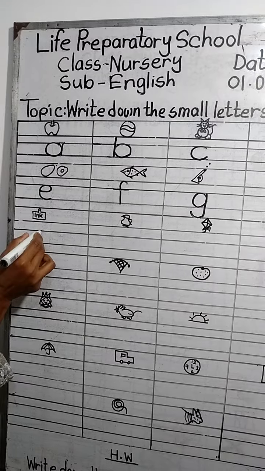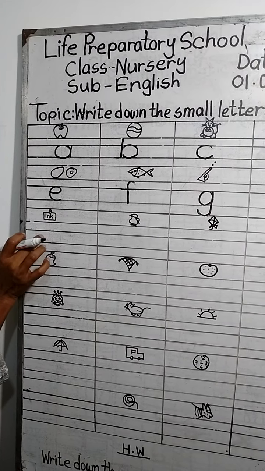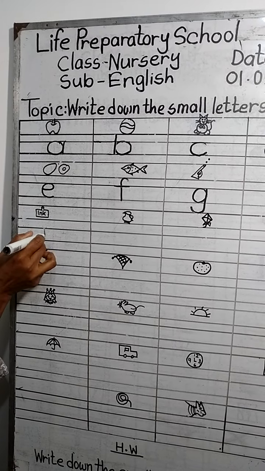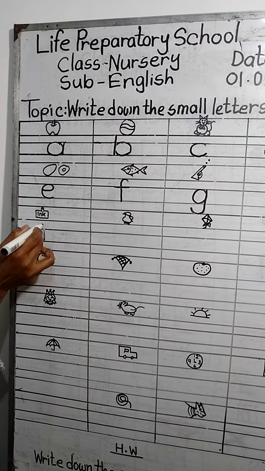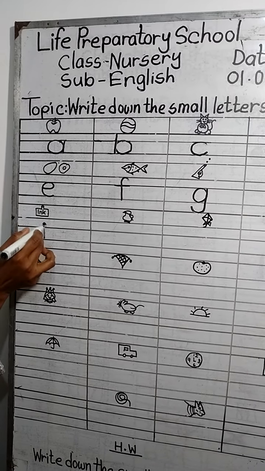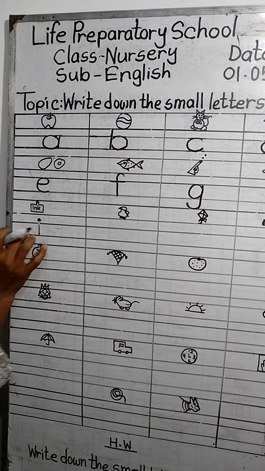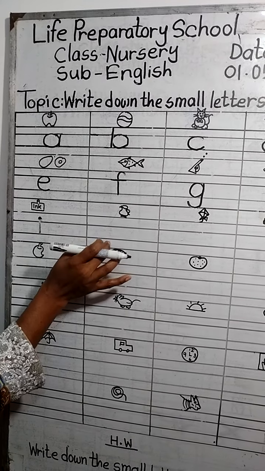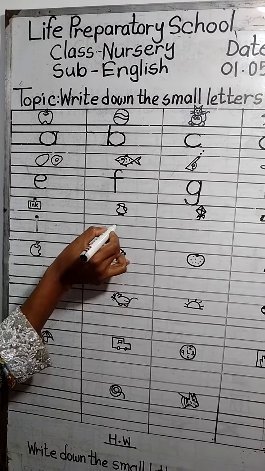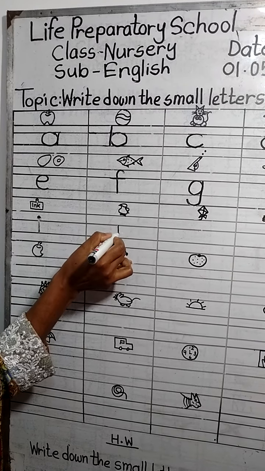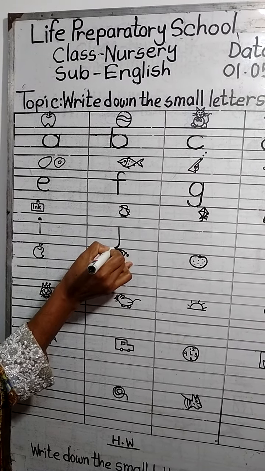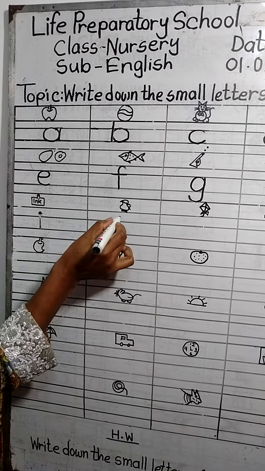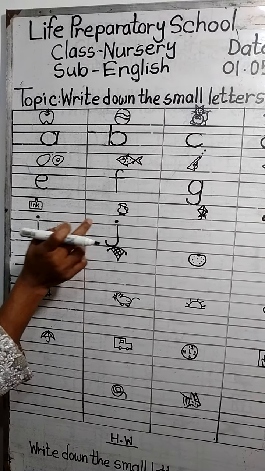H, after that small letter I, which will always be in the middle row. I will give a small straight line in the middle row and I will give a dot here. This is small letter I. I, after that J. Small letter J, second row to third row. At first, I will put a marker here and go down till the fourth line, curve it and stop here. I will give a dot here. This is small letter J.